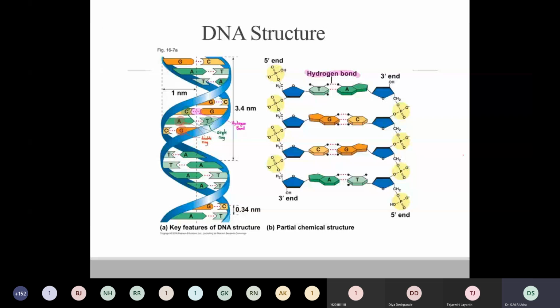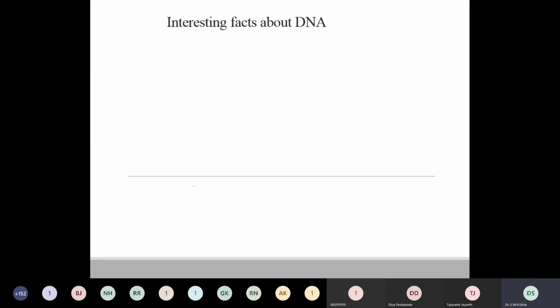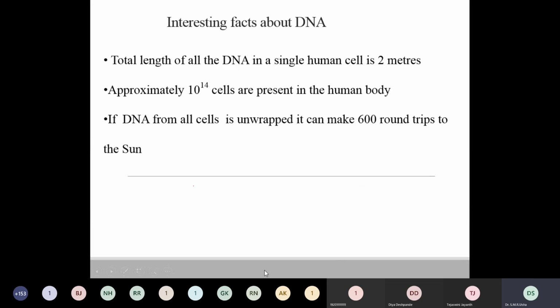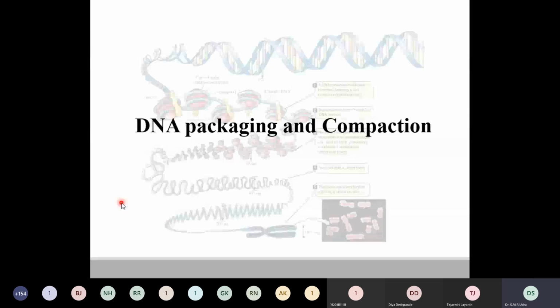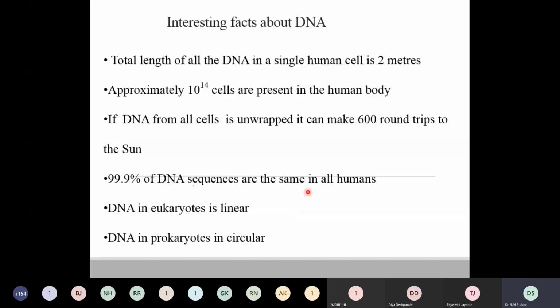Now you know this is a double-stranded helical structure of DNA. I'm not going to talk about the bases or the sugar or phosphate bonds. I want you to know some interesting facts about DNA. The total length of all the DNA in a single cell is approximately 2 meters.